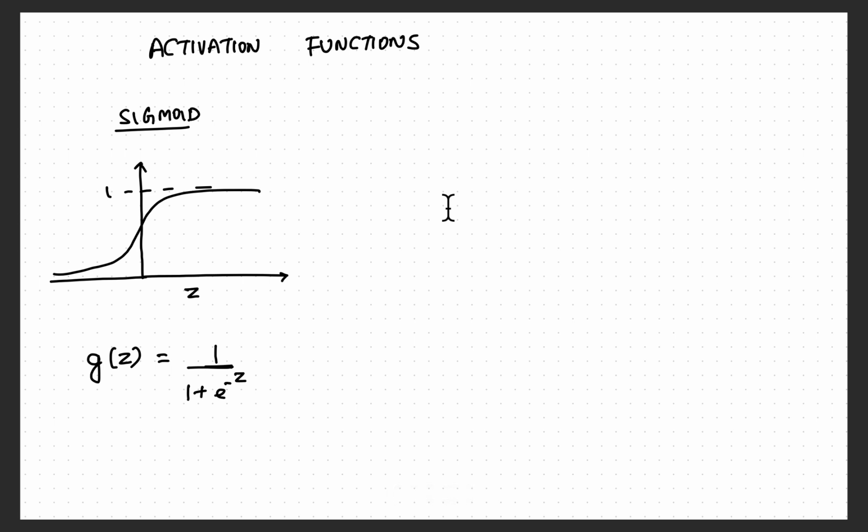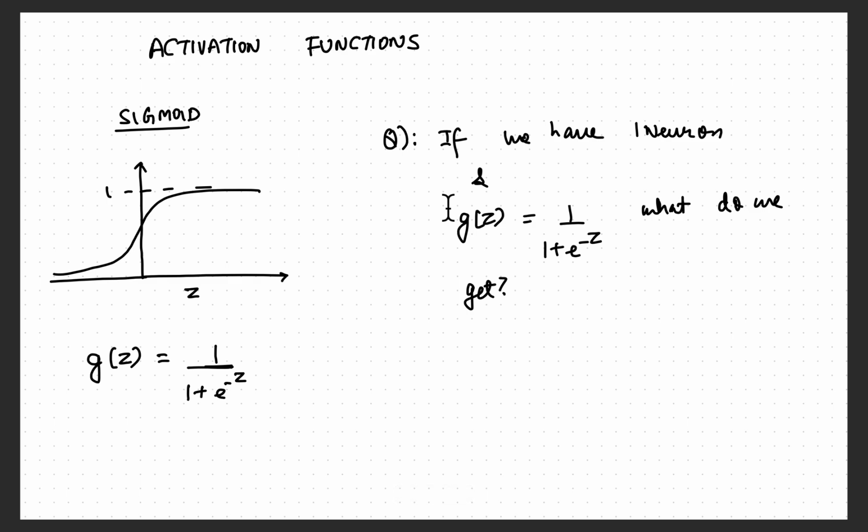Various such activation functions have been studied, including the sigmoid function, which we saw in logistic regression, whose functional form is g of z as 1 over 1 plus e to the power minus z. And we've already discussed that if we have one neuron and g of z equal to 1 over 1 plus e to the power minus z, we get logistic regression. So logistic regression is one of the simplest kinds of neural networks that you can learn.